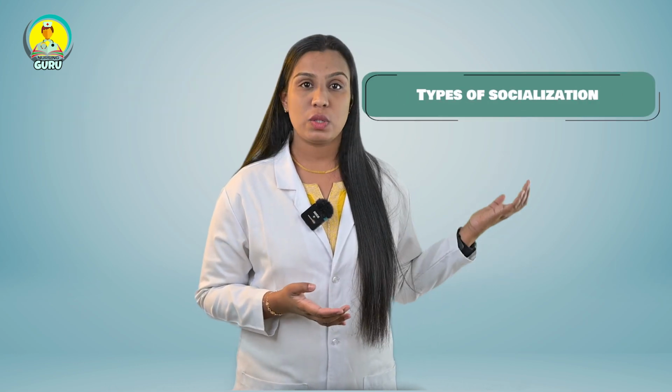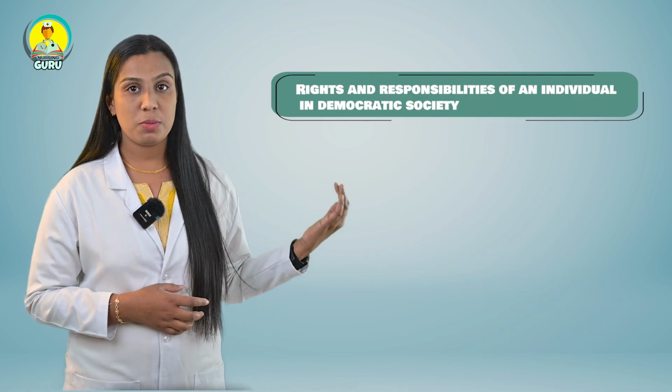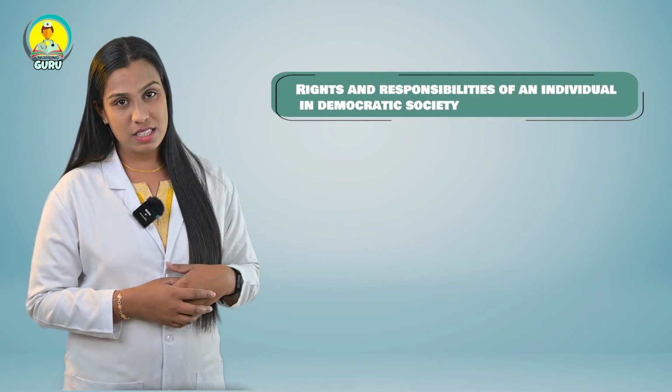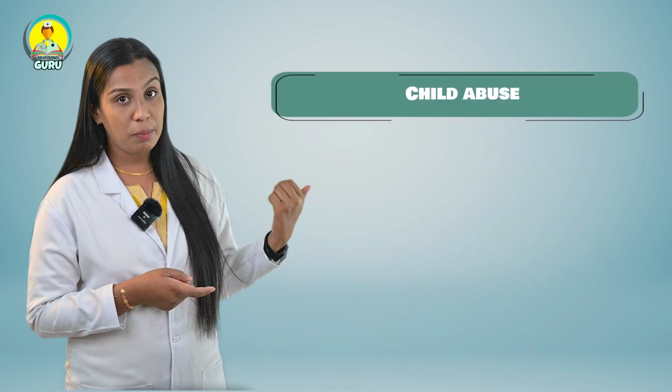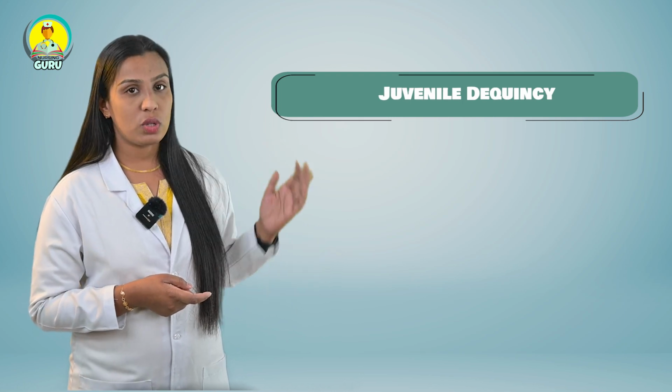So these are the questions to be asked based on the subject sociology. So importance of sociology in nursing, nature of sociology, scope of sociology, culture and functions of a family, basic needs of a family, then related to culture, characteristics of culture, types of socialization, agencies of socialization. Next, rights and responsibilities of a citizen along with the rights and responsibilities of an individual in a democratic society. Then merits of the joint family system. Next is child abuse, juvenile delinquency, some other social problems.